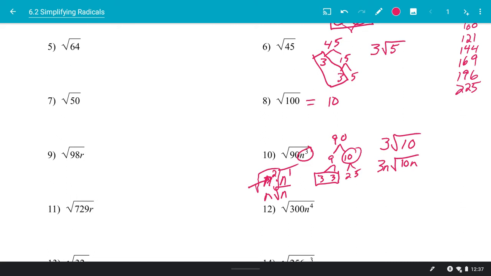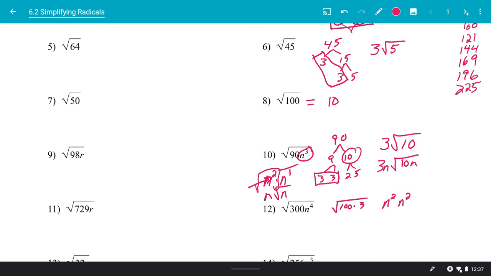Since that was clear as mud, let's try it again. Let's start with the 300. I want to go back and do it by using the perfect squares, because I can break this up to be 100 times 3, right? And then the n's, I could break it up to be n squared times n squared.